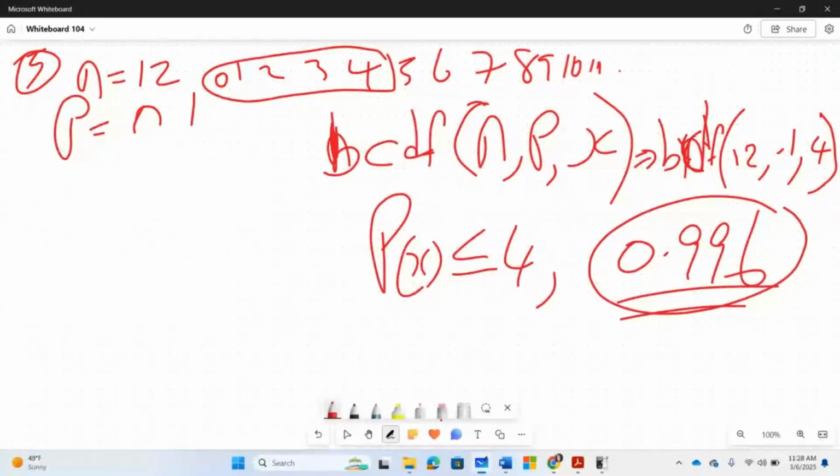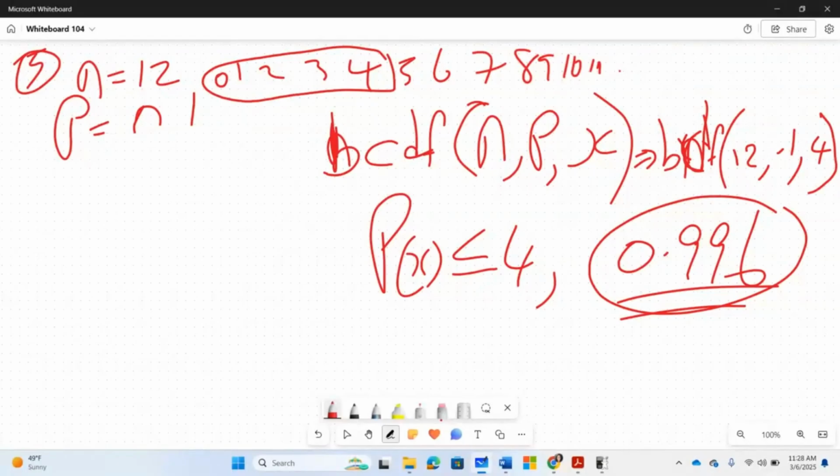You can be told to do it by hand. It means you find P0 plus P1 plus P2, you add them all together and then find the answer. Or you could be told to make a table. If you're told to make a table, then you have to make a table. You can be told to make a probability distribution table.